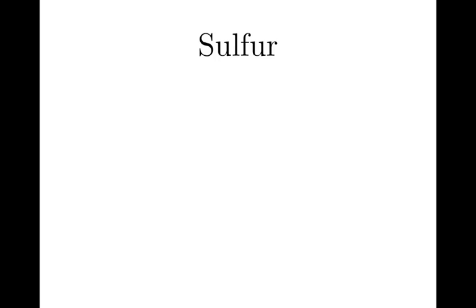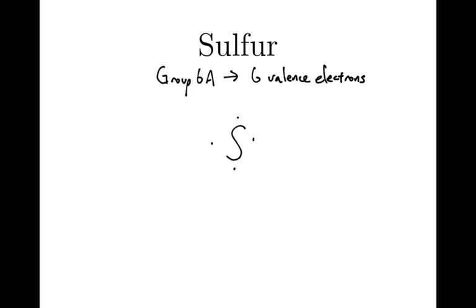Sulfur is part of group 6A of the periodic table. Therefore, it has 6 valence electrons. The periodic symbol for sulfur is capital S, and since it has the same number of valence electrons as oxygen, it will look exactly just like oxygen.